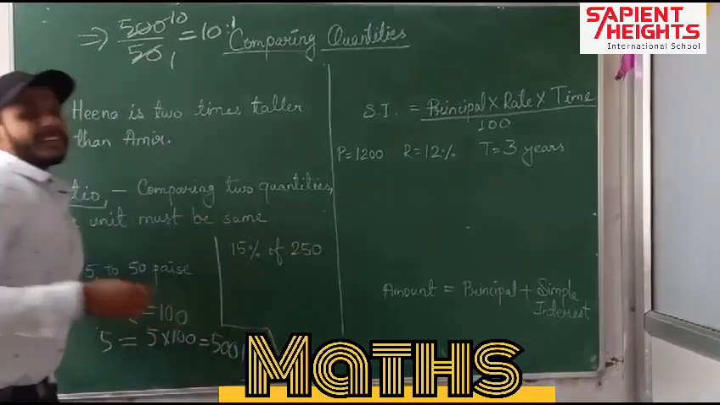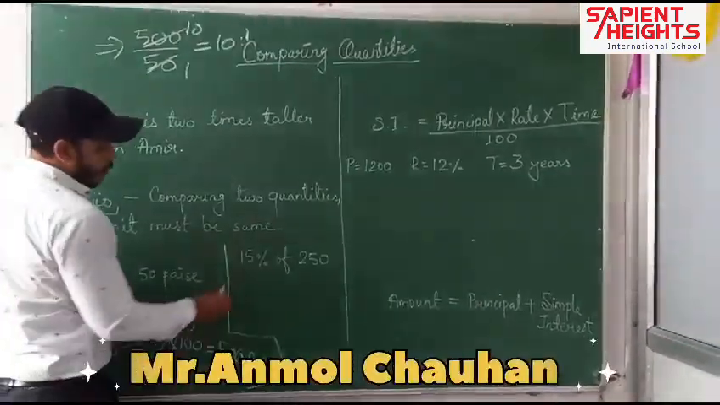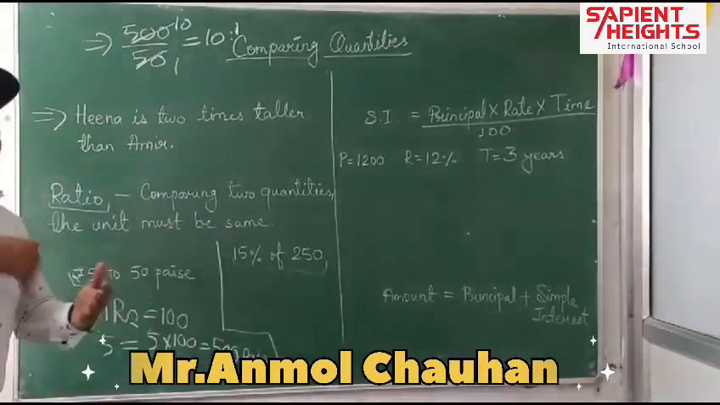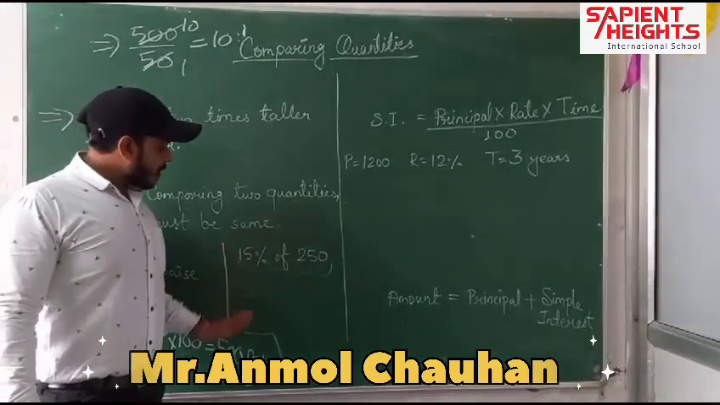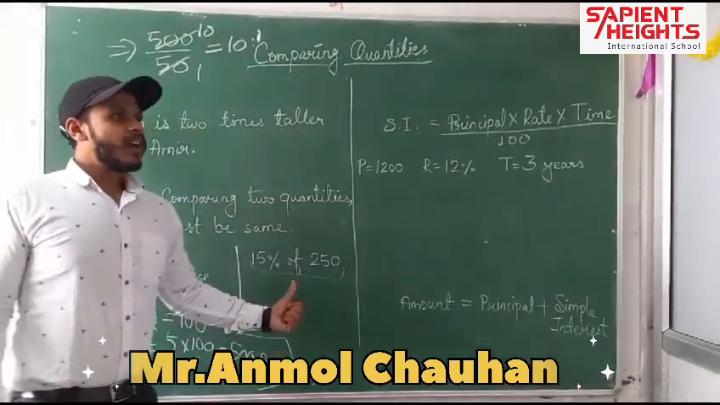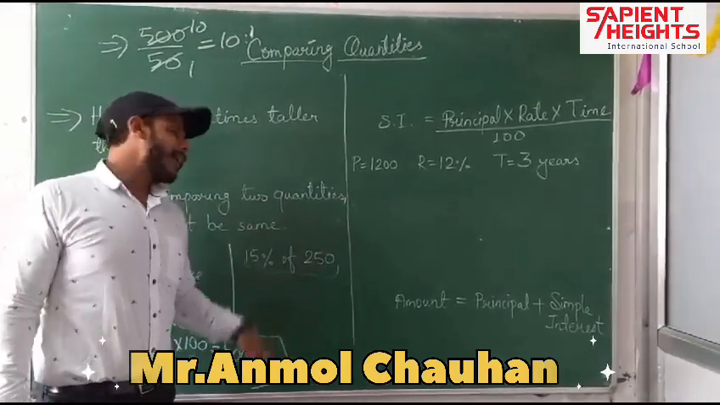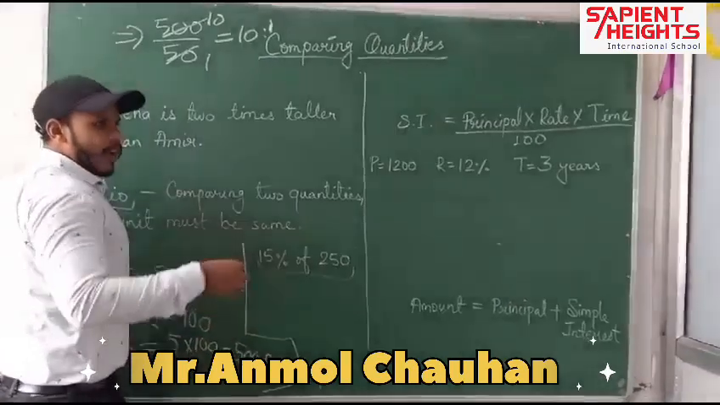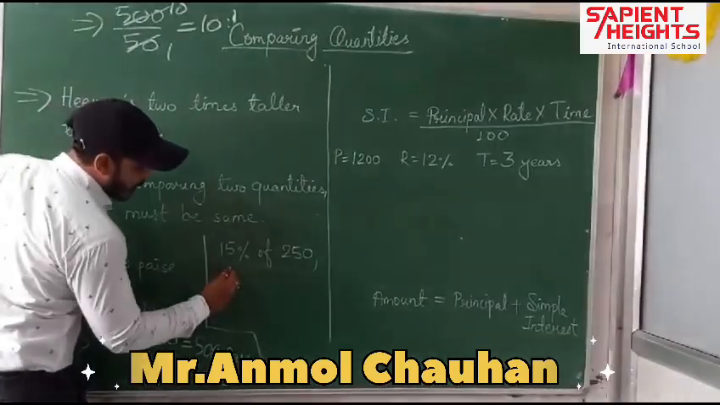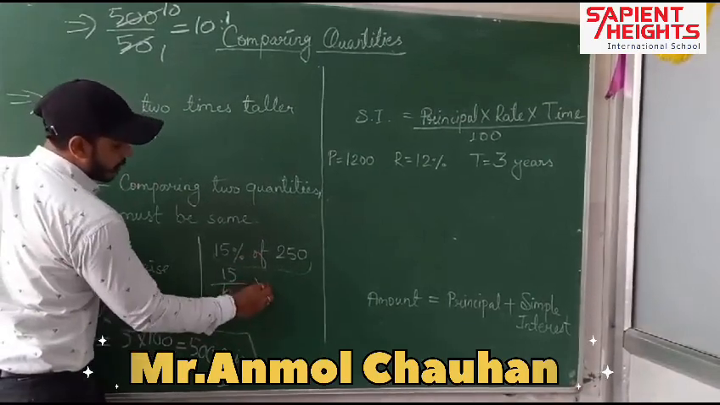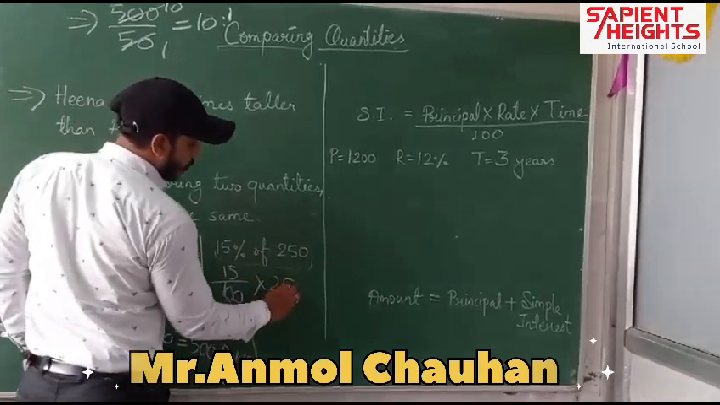One more thing that we are going to do in this chapter: we find the percentage. We find the percentage of the given quantities. Like here what is given, 15% of 250. In mathematics, of indicates the sign of multiplication. And percentage means upon 100. So how do we write it? 15, then we write 100. Of means multiplication. And then what do we do?